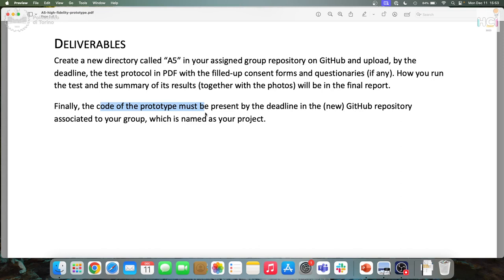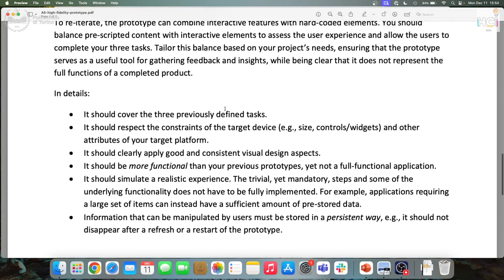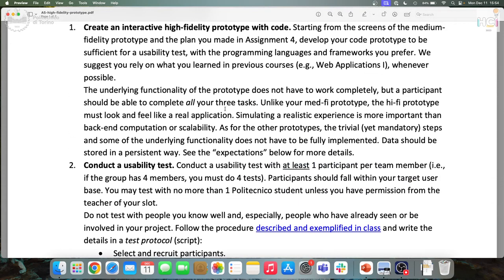This other repository, you will find it, and it will be just for the code of the final high-fidelity prototype. And again, this is the last assignment. That means that all the labs from now on will just be dedicated to the high-fidelity prototype. So time for you in the lab to work, to get feedback, to get information about how to implement, and actually to implement the thing, and also to prepare at a certain point the usability testing and receive feedback before doing the testing spontaneously during the lab hours.